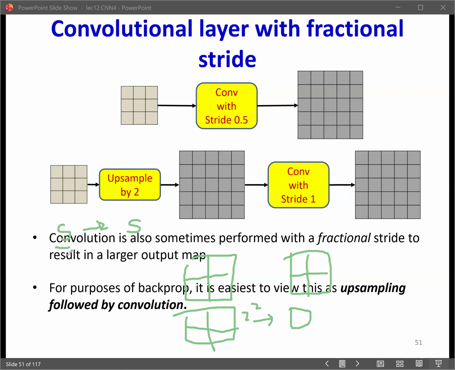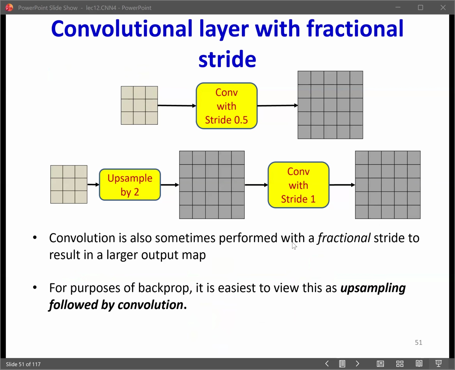Yeah. What if S is less than 1? If S is 0.5, it's going to modify the size of the input by a factor 2, right? So if the input is size n, and you stride by S, the output is size n over S, correct? Yes or no? What if S is a fraction? Then what happens? If S is 0.5, what happens? It increases, right? So that's what a fractional stride means.